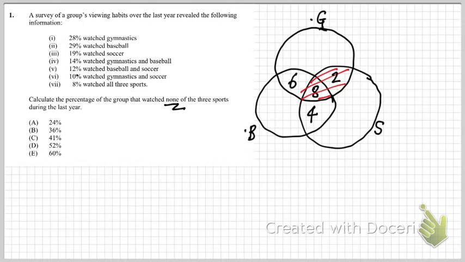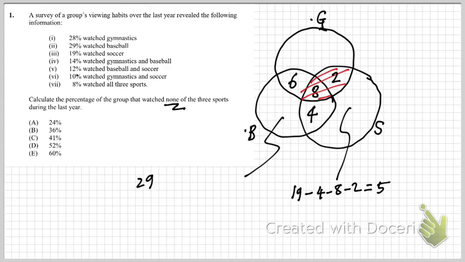And 19% watched soccer. And you know that soccer has to add up to 19. So I'm just going to subtract 19 minus 4 minus 8 minus 2, which gives me 5. And similarly, for baseball, you need the sum to be 29, so I'm going to subtract the other 3 parts, and this gets me 11.